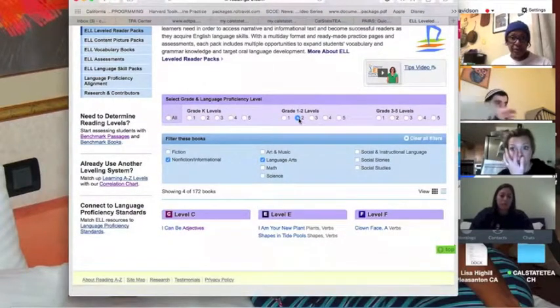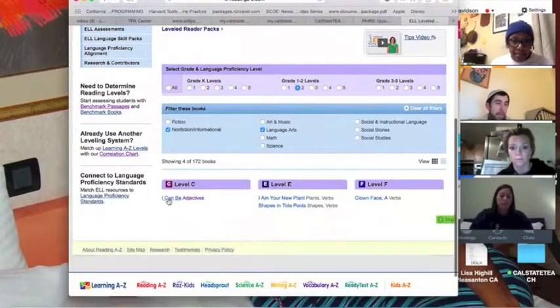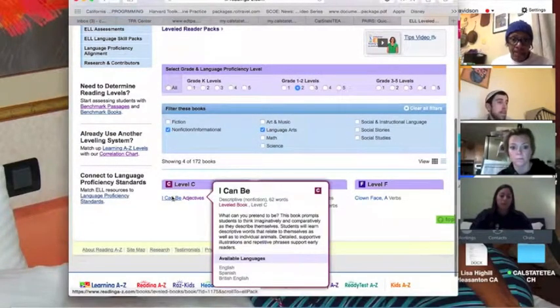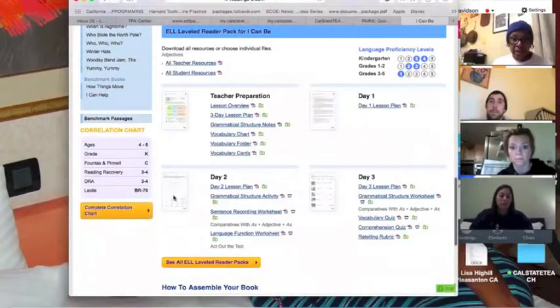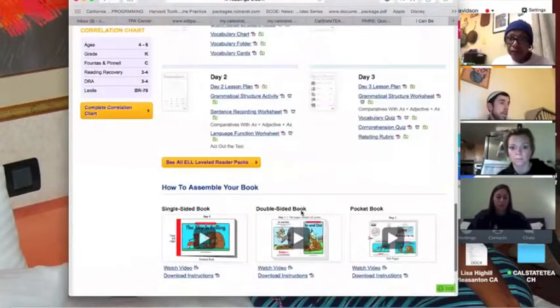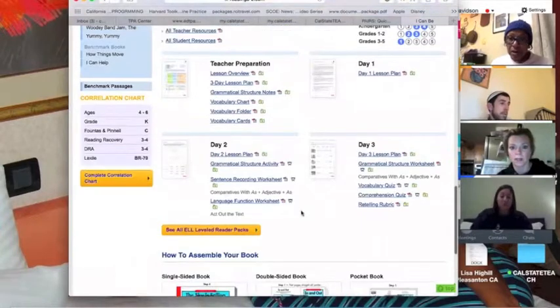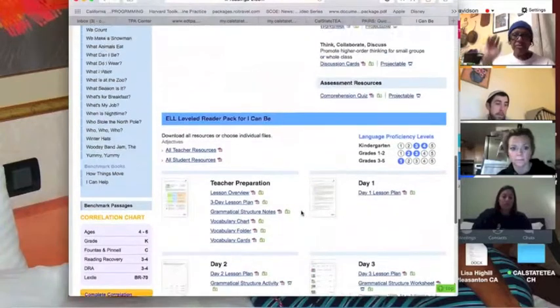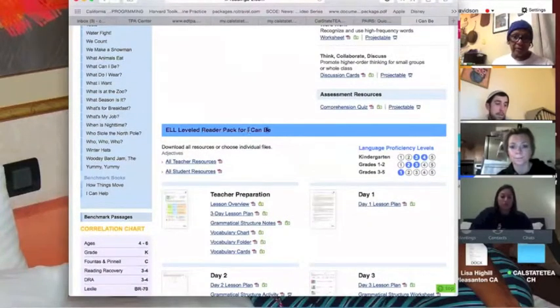So if we had 2nd grade, same thing. Let's see what this looks like. I'm not sure what's different. I think that's the same one. Yeah, it is. But sometimes they have, it is the same one. Yeah.